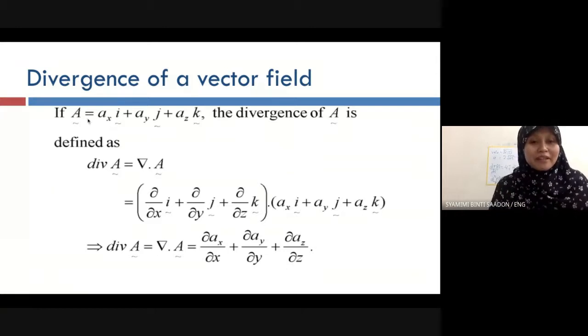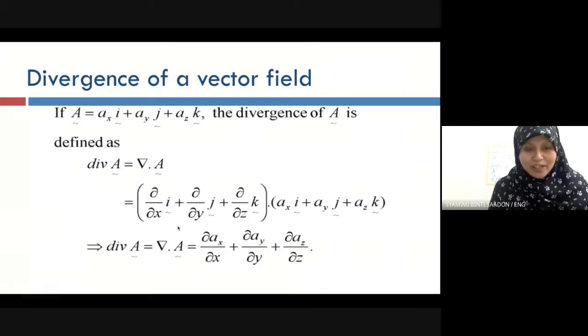So we have a vector A, like just now, ax, ay, az. The divergence of A is defined as, we can write divergence like this or like this with a dot here. Don't forget about the dot here. So what does it mean by divergence A? Divergence A is the product of the partial derivatives of x, y, and z, the product of the partial derivative with the vector A.